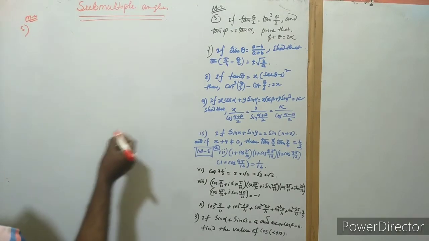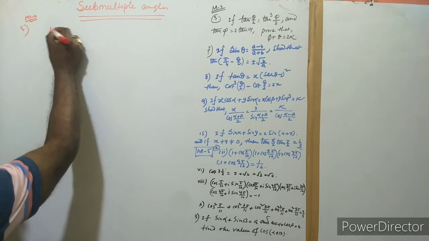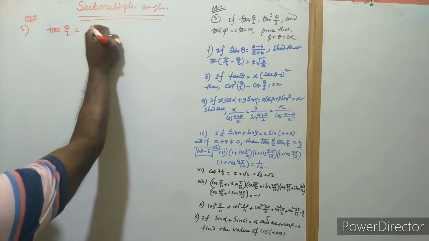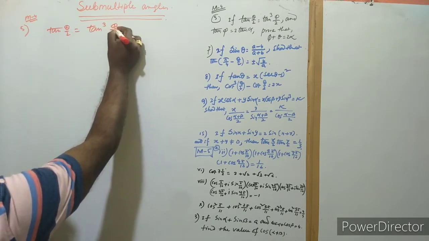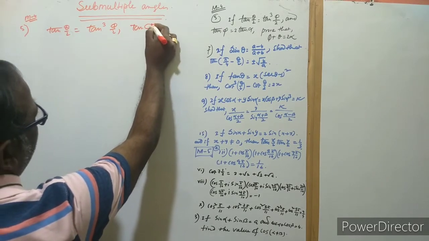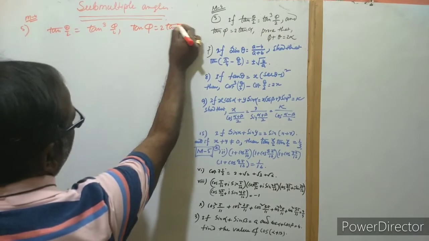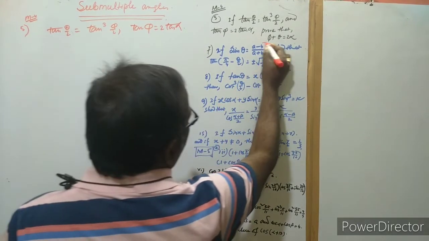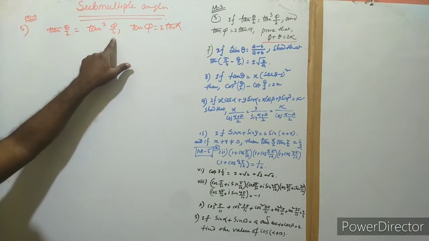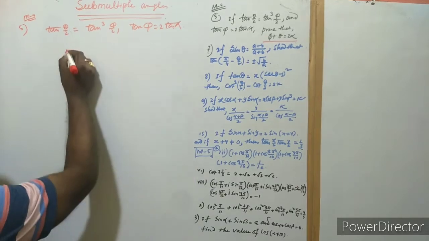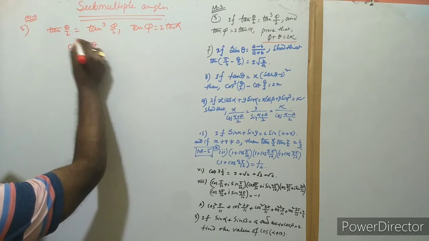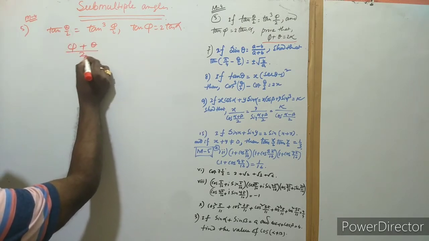Okay, and see, it is given that tan theta by 2 is equal to tan cube phi by 2, and another condition is that tan phi is equal to 2 times tan alpha. Now see, we have to prove this case, and here is sub multiple, this is by 2 and this is also by 2. That's why the condition we have to show is phi plus theta is equal to 2 alpha, but see the angle we have by 2, so that's why we take alpha by 2 here.